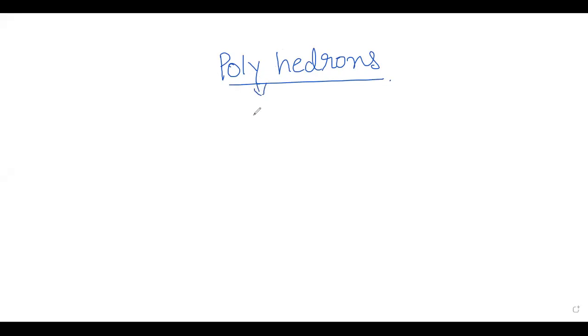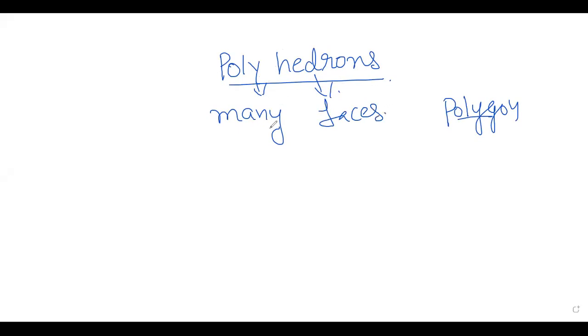So what do you mean by poly? Already you know about polygon, right? Polygon. Poly is nothing but many. Hedron means faces. Polyhedrons are made of many faces. We know about polygons, right? See, polygons are 2D figures, 2D shapes, right? Which are polygons? Triangle, square, rectangle.